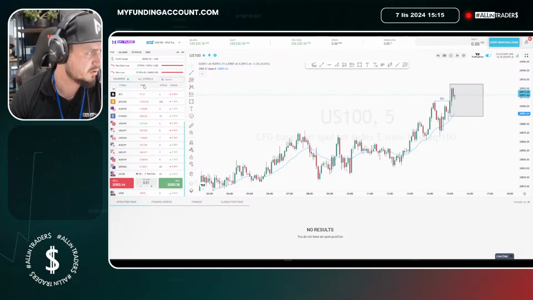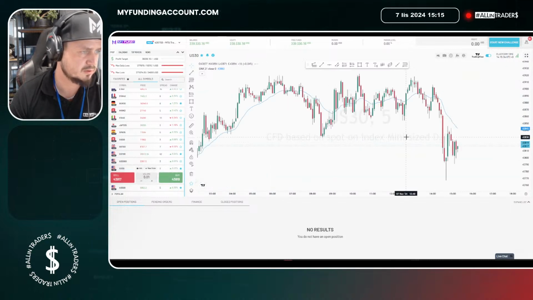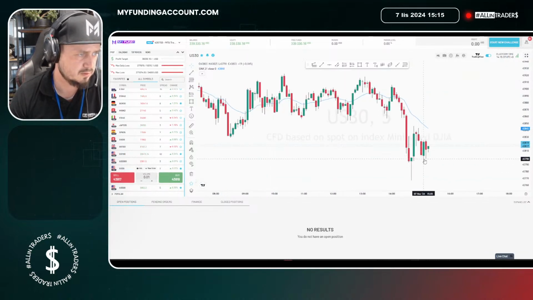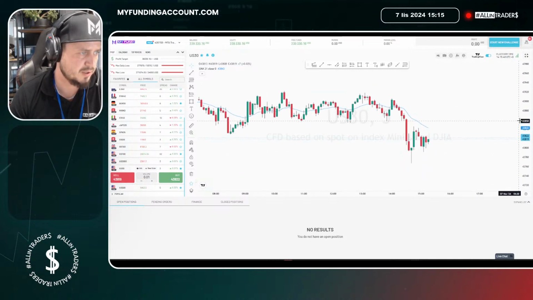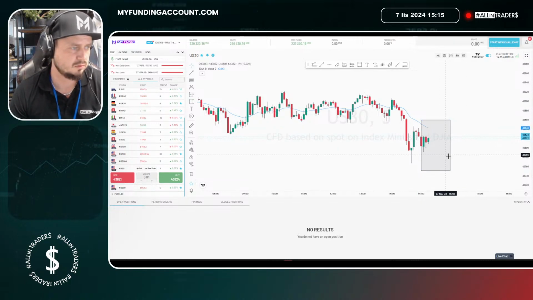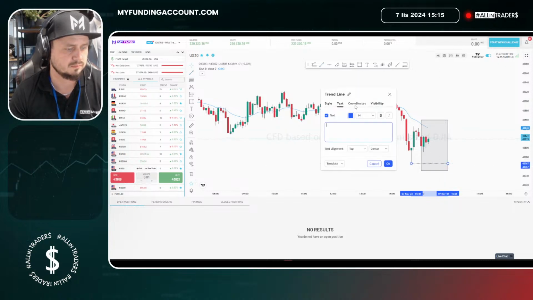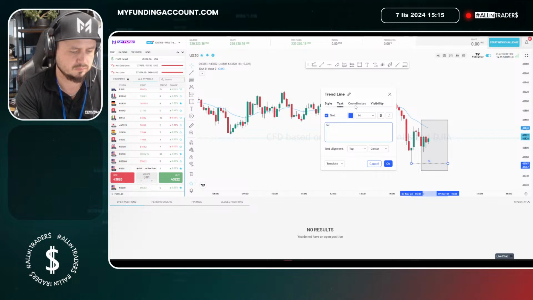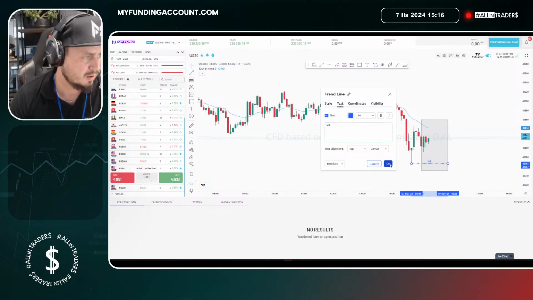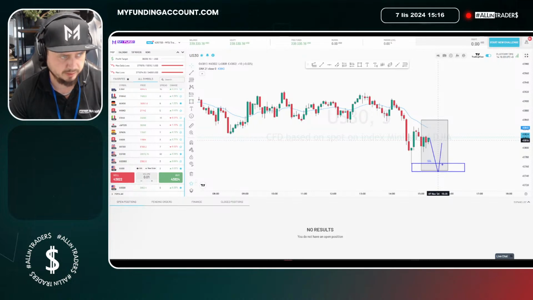Let's check the Dow Jones as well. Indices, Dow Jones. No, nothing special, guys. Nothing special on the Dow Jones. Sell side liquidity. So if the price drops, we're going to get into the liquidity zone. We might have a chance.